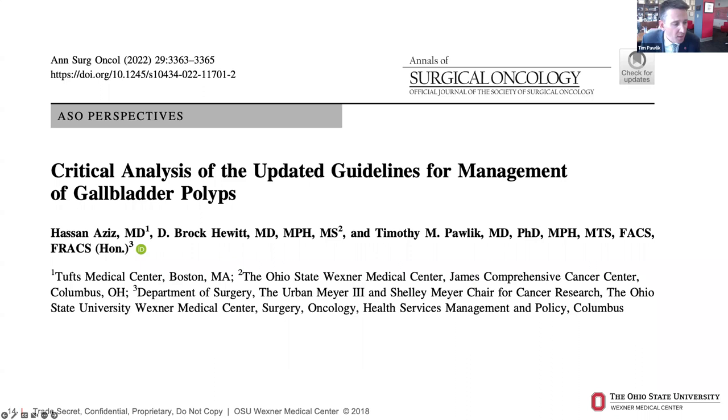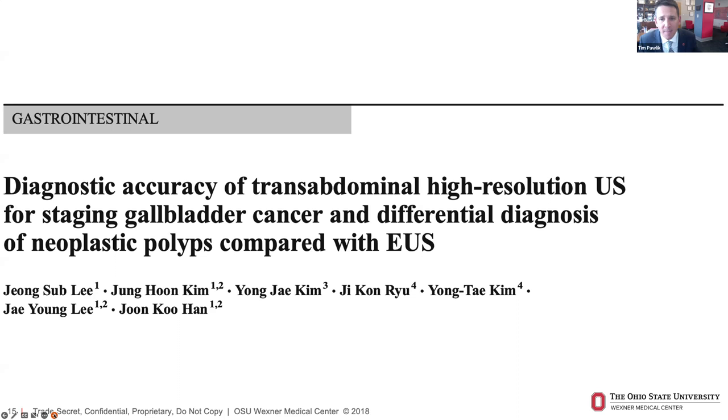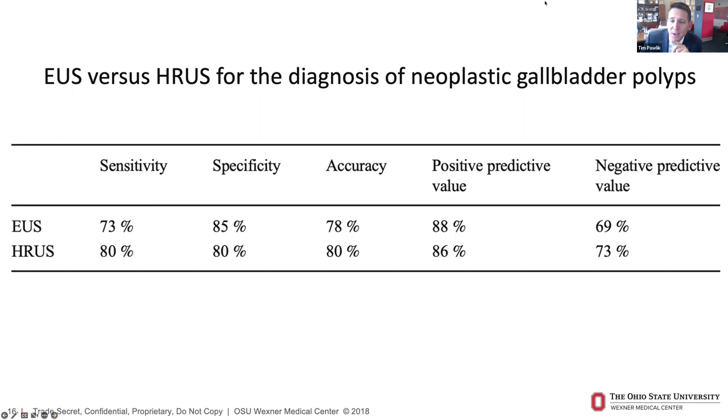I think it's important to talk a little bit about the accuracy of ultrasound for gallbladder cancer, because when we do the ultrasound and identify these polyps, we're really trying to figure out whether they're neoplastic or not. And frequently we'll try to decide whether we need to do some other type of imaging modality, maybe an EUS, maybe a contrast enhanced ultrasound, or when do we get an MRI? This paper is interesting because it shows that basically EUS versus high resolution ultrasound has roughly the same accuracy as well as positive and negative predictive value.